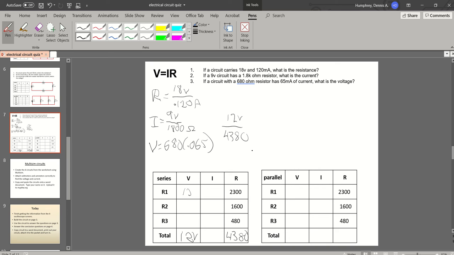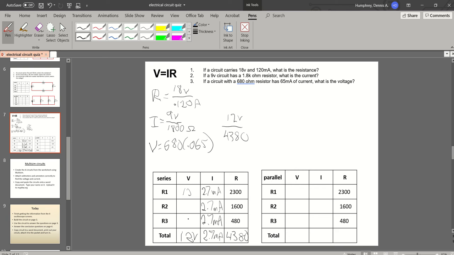for this one I get 2.7 milliamps, 0.0027 amps. Okay, I have to move my decimal 3 places, so 2.7 milliamps. That stays the same everywhere. So 2.7 milliamps, 2.7 milliamps, 2.7 milliamps.